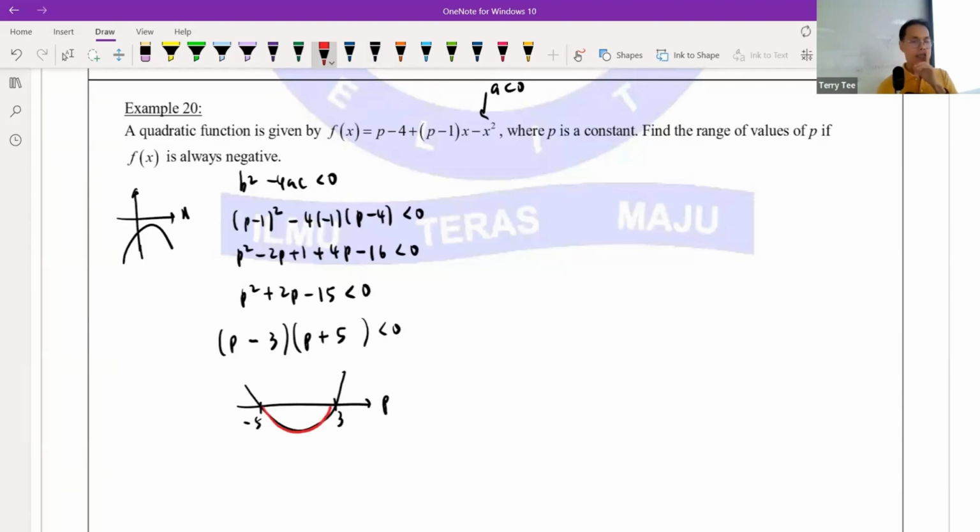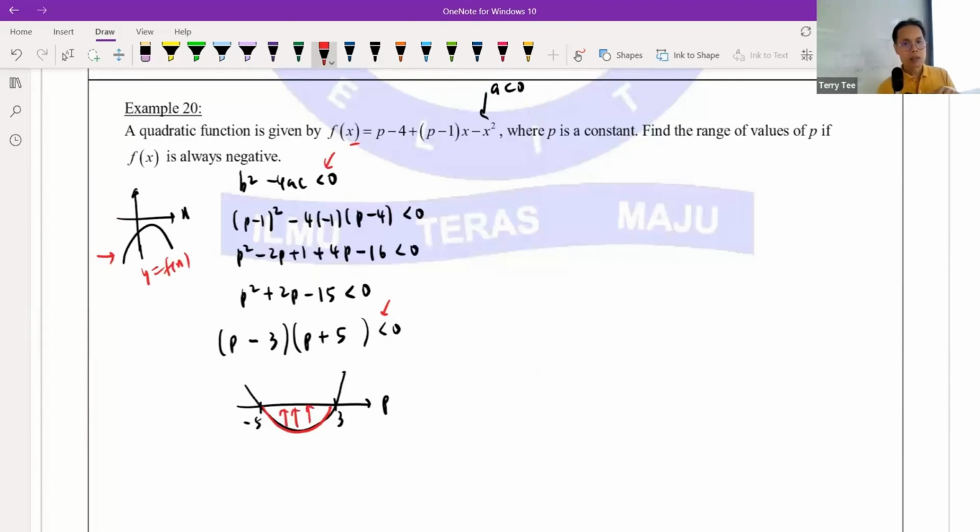Below. Now, please, guys, don't get confused. This b squared minus 4ac, we're talking about the range of values of P. This graph, I'm drawing the graph of y equals a function of P, not a function of X. It's a different function altogether. Don't say, Terry, I thought it's always negative. This is for X, y equals f(x). This is y equals f(p), a function of P. So it's two different graphs. Just have to shade the region here.